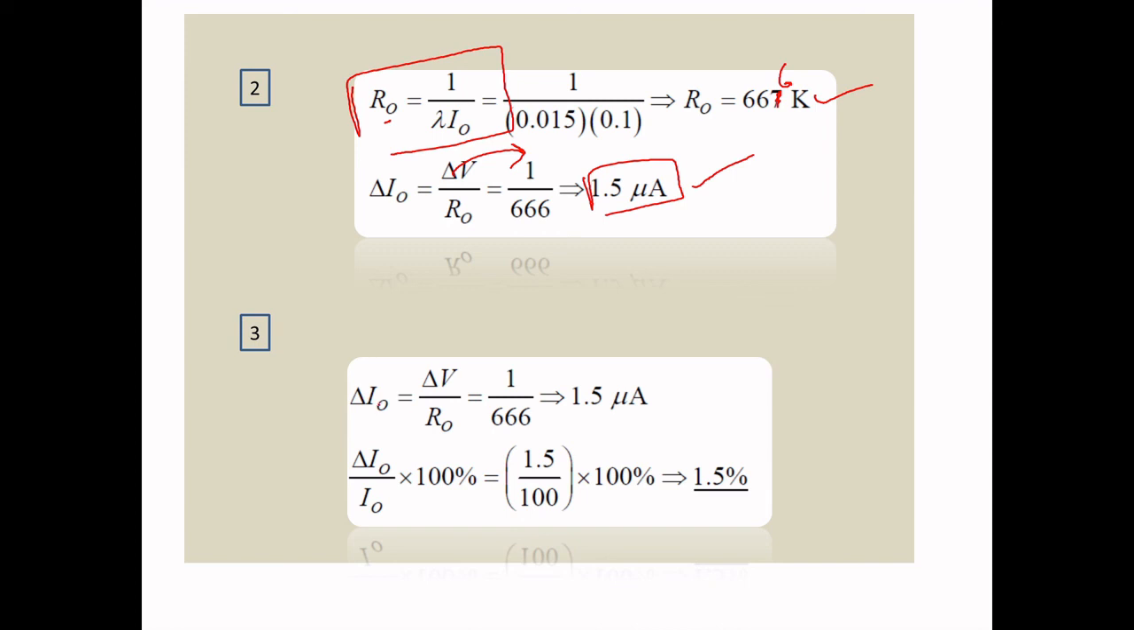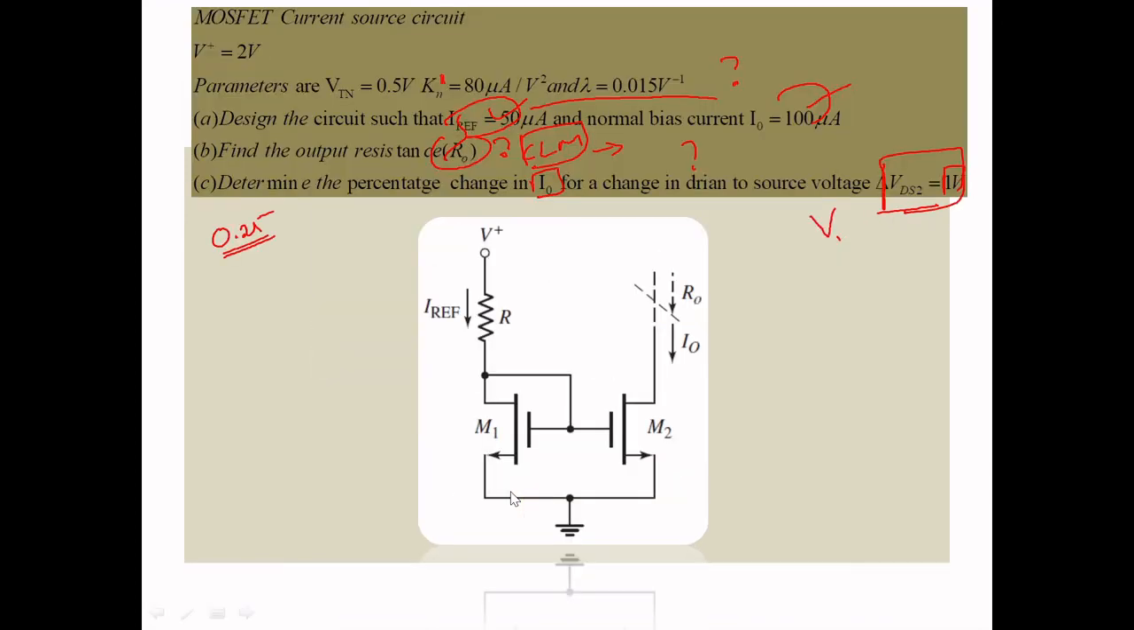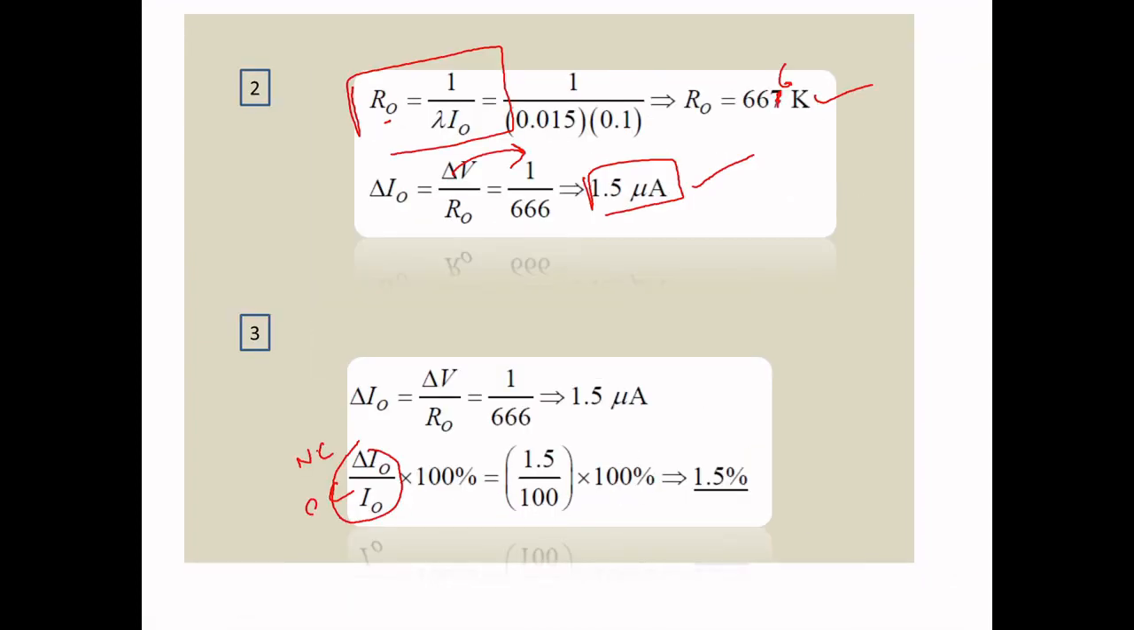Now I want to find the total current change, that is, the new current divided by the old current. This is the new current, this is the old current. The new current is 1.5 and the old current was given as 100 microamps, you can see here. If you take the ratio, you can understand how much percentage it was varying with respect to the change in VDS2 voltage. It is 1.5 percent. So I hope you understood this problem. More problems we will see in the next lecture. Thank you.